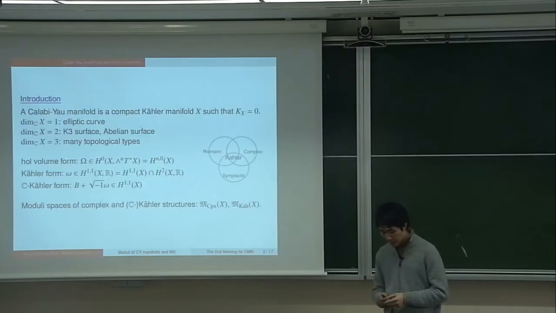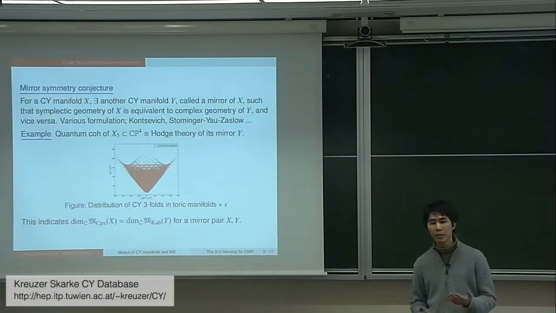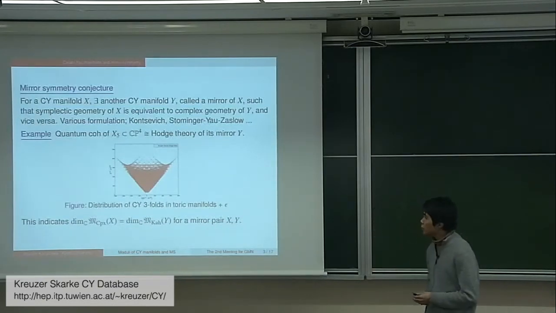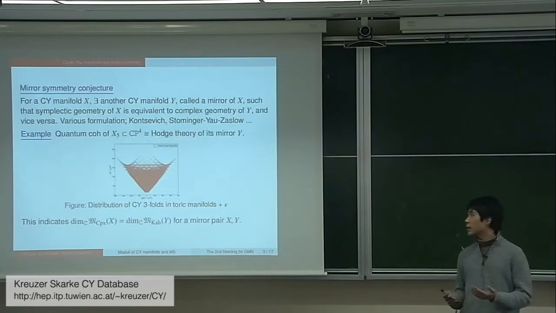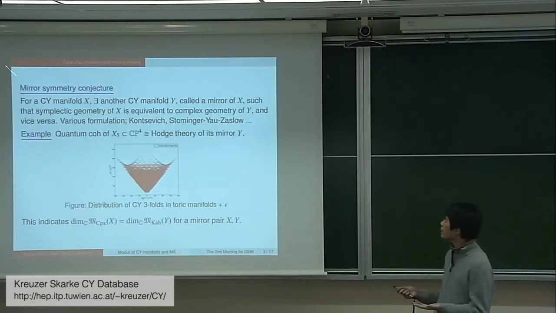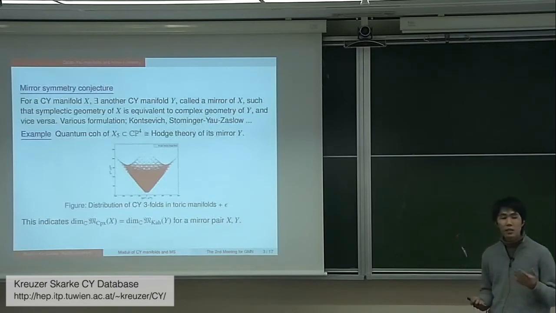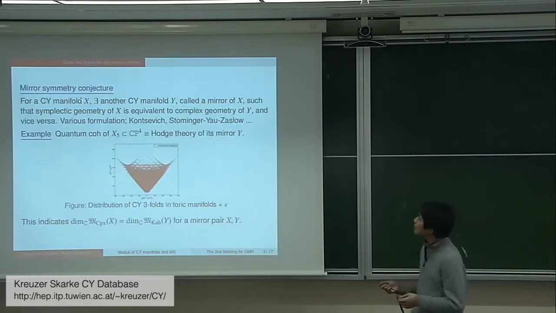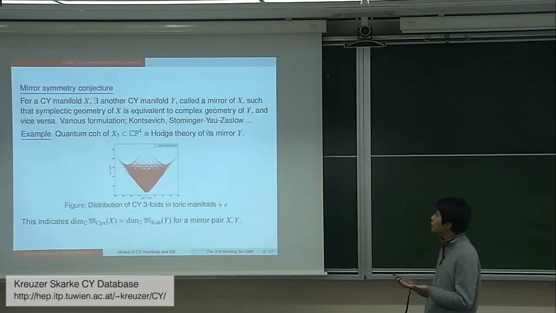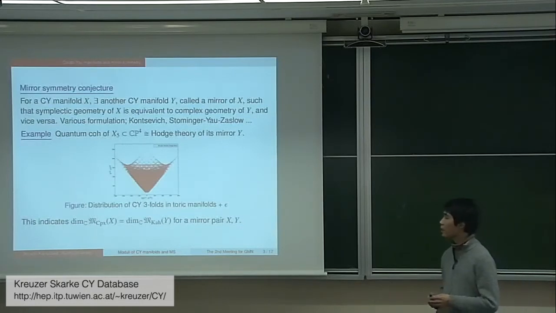And in the last three decades, I think the main motivation to study Calabi-Yau manifolds comes from mirror symmetry, which is a conjecture inspired by string theory. The conjecture roughly claims that given any Calabi-Yau manifold X, there exists another Calabi-Yau manifold Y, called a mirror manifold of X, such that the symplectic geometry of the initial Calabi-Yau manifold X is equivalent to the complex geometry of another Calabi-Yau Y, the mirror partner, and vice versa.